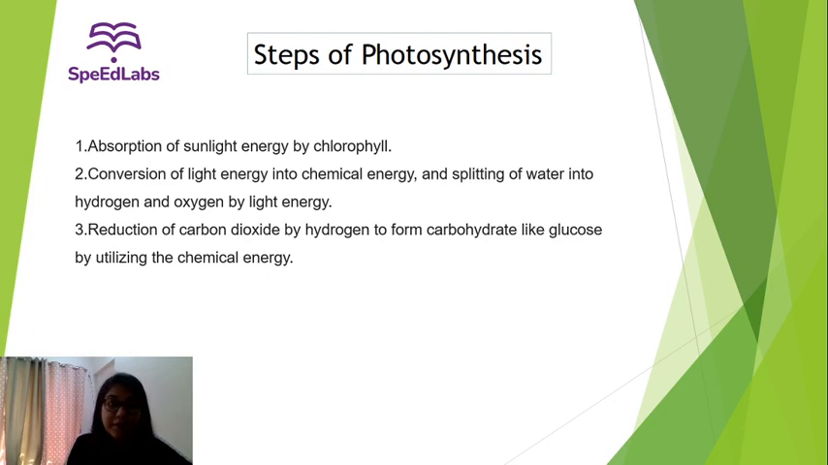So what is happening first? First, absorption of the sunlight energy by chlorophyll. Then conversion of light energy into chemical energy. The end product of photosynthesis is glucose. So the light energy is converted into chemical energy, and oxygen is released. Where is that oxygen coming from? That oxygen is coming from the splitting of water. Water is split into hydrogen and oxygen by light energy. So that is the second very important point.